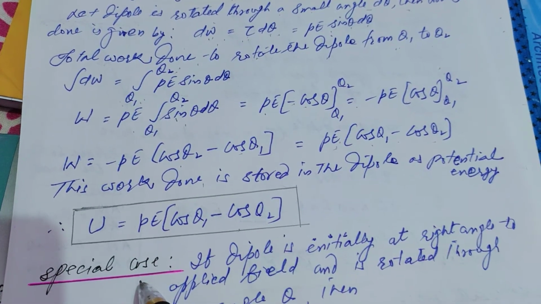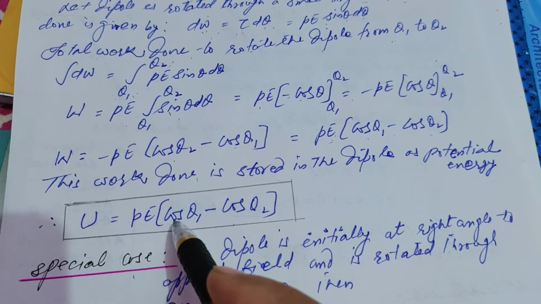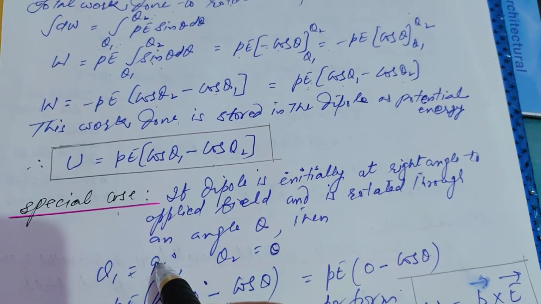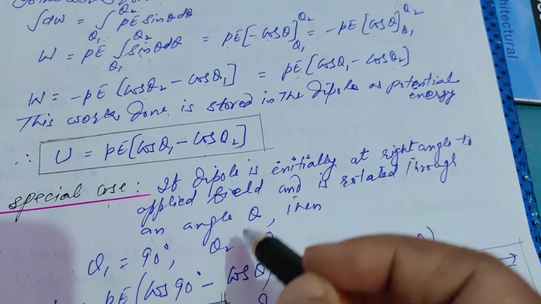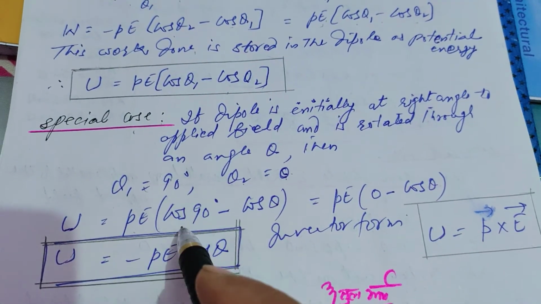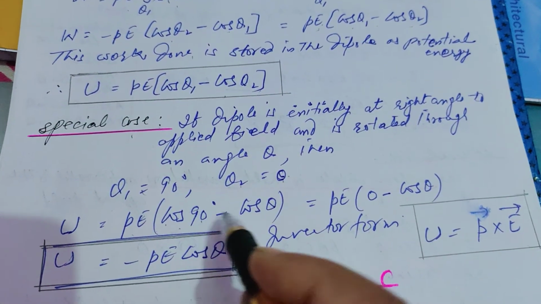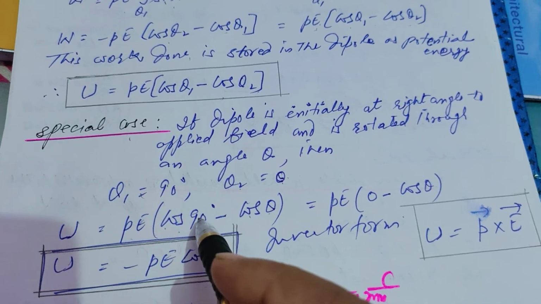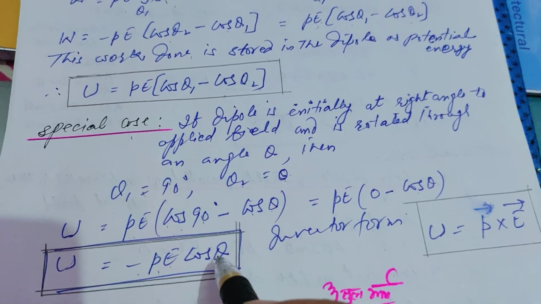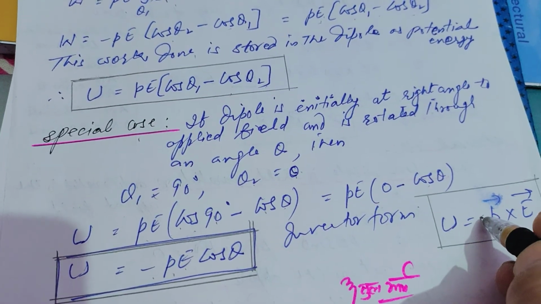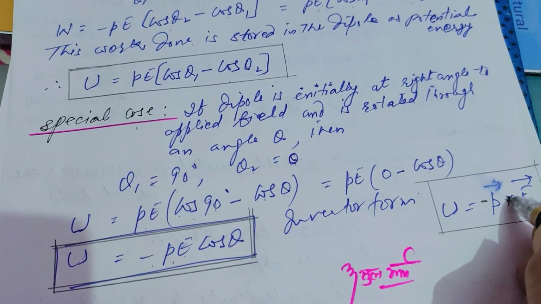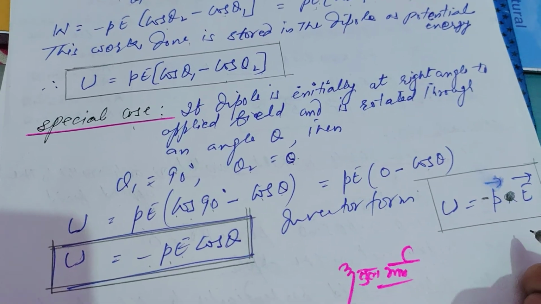And a special case may be there. Let us suppose that in the beginning your dipole was perpendicular to the electric field, then theta 1 was 90, and later on let us suppose it is rotated through angle theta, so take theta 2 to be theta. Then pE (cos 90 minus cos theta), cos 90 is 0, so this will become minus pE cos theta, or in vector form it is written as minus p dot E, as cos theta is there, so it will become minus p dot E.